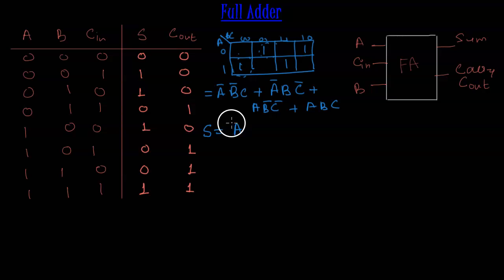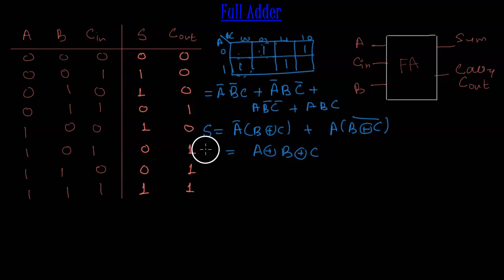equal to A bar B XOR C plus A B XOR C. And this, if we write, it gives you A XOR B XOR C. And this is the equation of my sum for full adder.